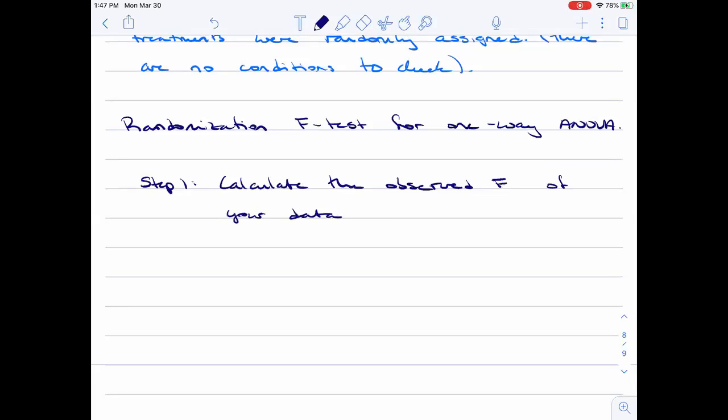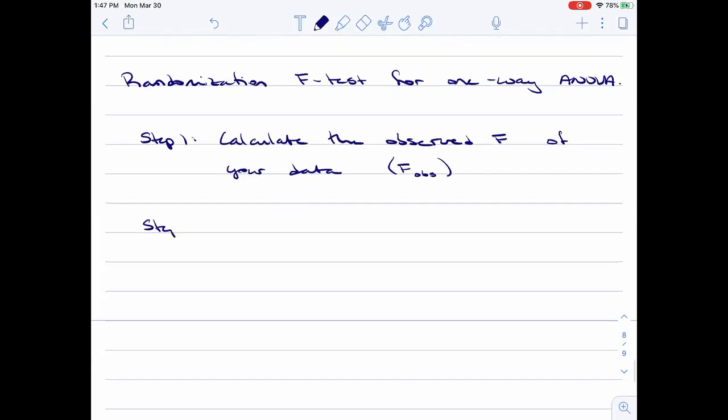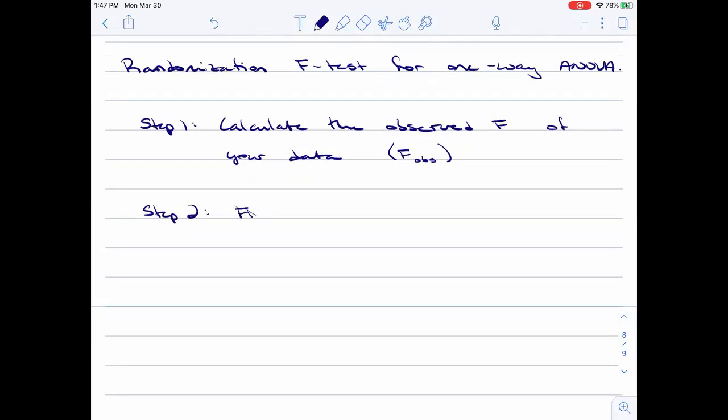Then what we do is we randomly assign each of our observations to different groups. So step two is to find the randomization distribution.